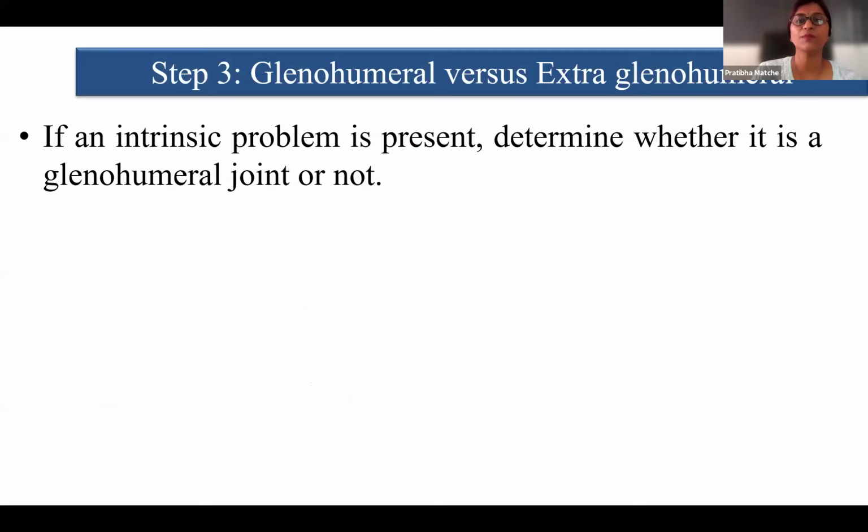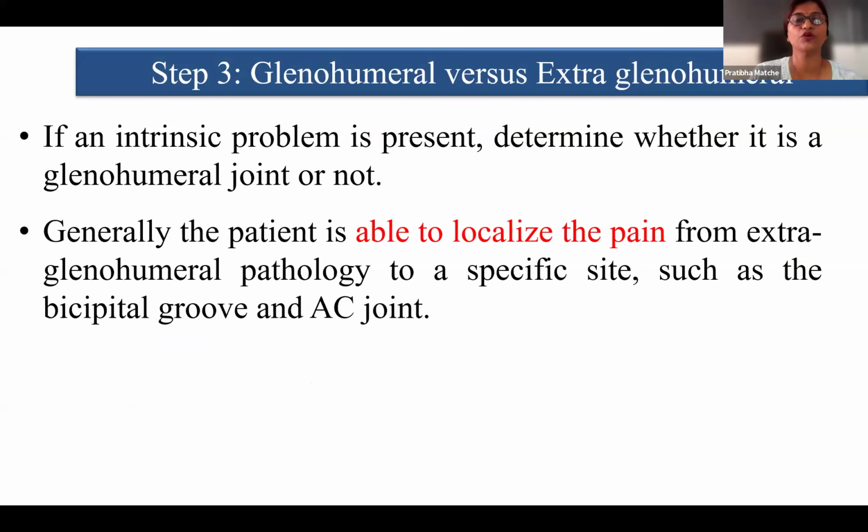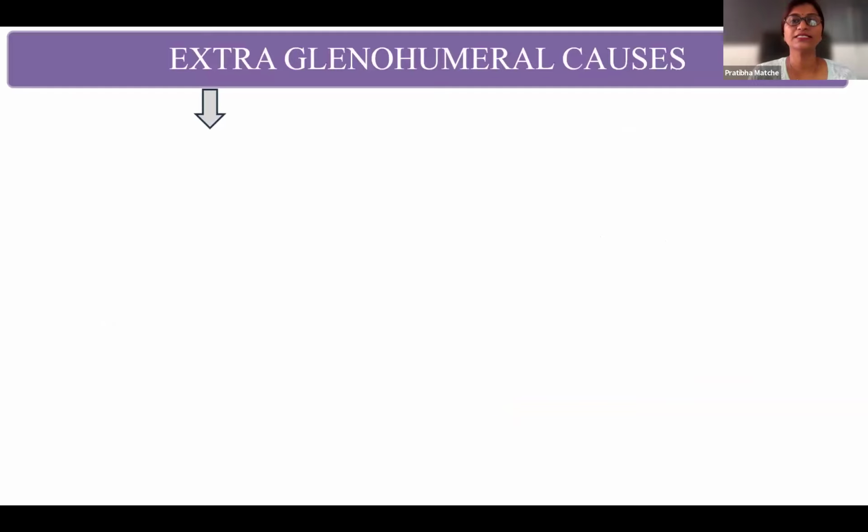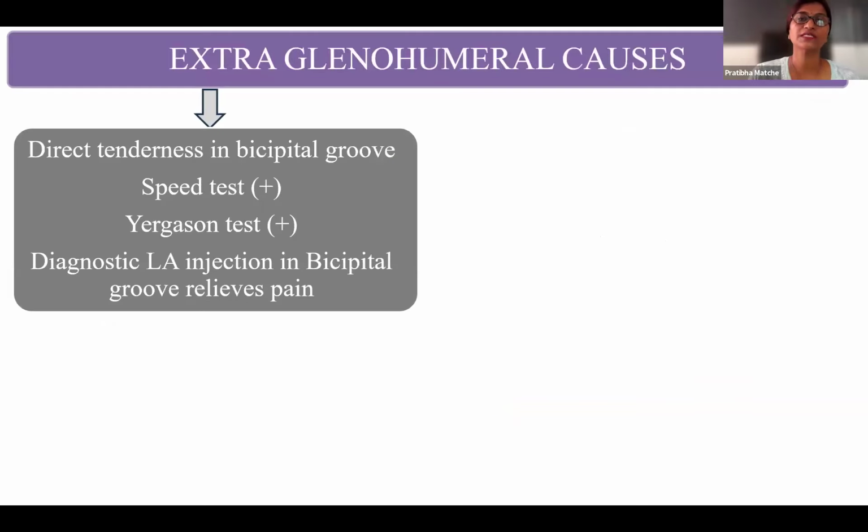If an intrinsic problem is present, determine whether it is glenohumeral or extraglenohumeral. Generally, if the patient is able to localize the pain to a specific site, such as the bicipital groove and AC joint, it is extraglenohumeral pathology. In all cases of extraglenohumeral pathology, the passive range of movement of the shoulder joint will be normal. So the patient will be able to localize the pain and the passive range of movement will be normal. So let us see the two important causes of extraglenohumeral pain.